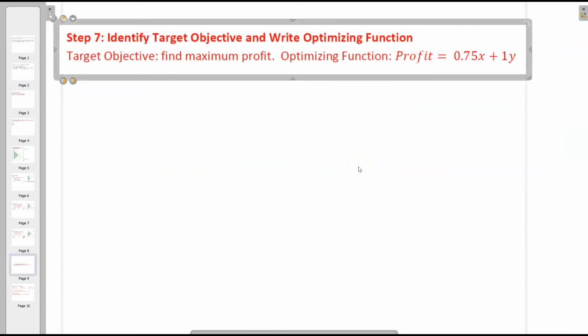Step 7 is to identify the target objective and write the optimizing function. The target objective, we were told, was to maximize profit. So we're looking for the maximum profit, or the highest value for profit. So our optimizing function, we say profit is equal to, and then we're told that they make a profit of 75 cents on tea. So it's 0.75 times the number of teas sold, 0.75x, and they make $1 for each coffee. So it's 1 times the number of coffees sold, or 1y. So that's our optimizing function.